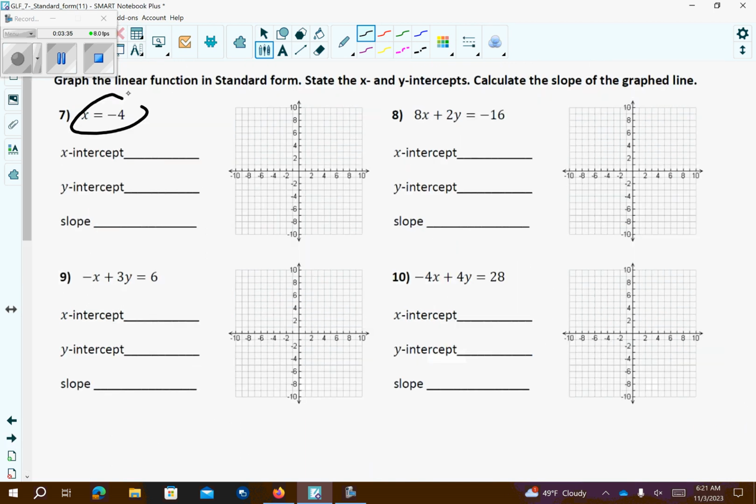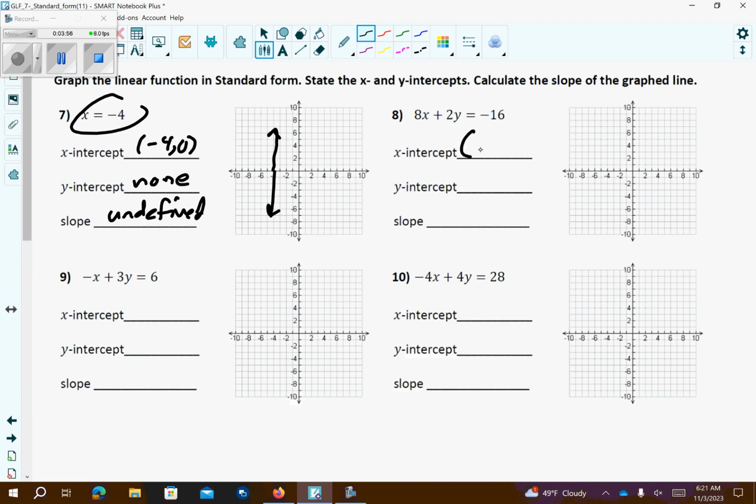This is another one of our special cases. This is a vertical line. Okay, the x-intercept is going to be at negative 4 comma 0. Our y-intercept is none. We don't have one. Our slope of vertical starts with V, undefined starts with U, so it's undefined.